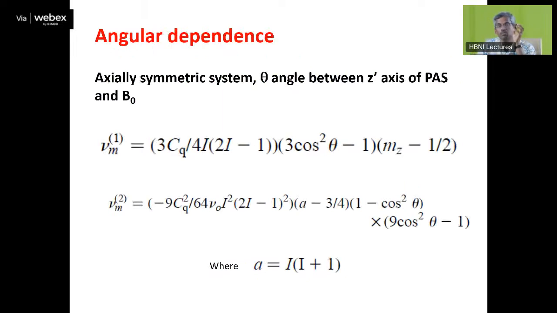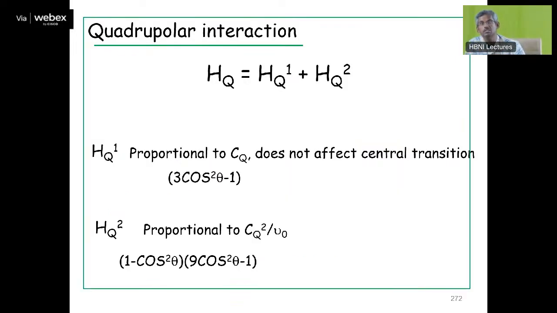But one very important thing I want to confirm here is that in the first order term, there is an angular term called 3 cos squared theta minus 1. If theta becomes the magic angle, 54.74 degrees, cos squared theta becomes 1 by 3, 3 into 1 by 3 becomes 1, 1 minus 1 becomes 0, and the first order term will cancel. But the second order quadrupolar interaction has a somewhat complicated angular dependence, 1 minus cos squared theta into 9 cos squared theta minus 1. So it will not get averaged out. By doing magic angle spinning, it still remains.